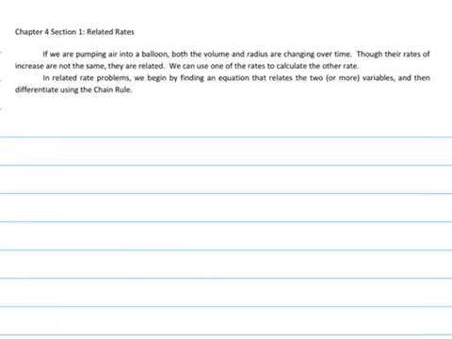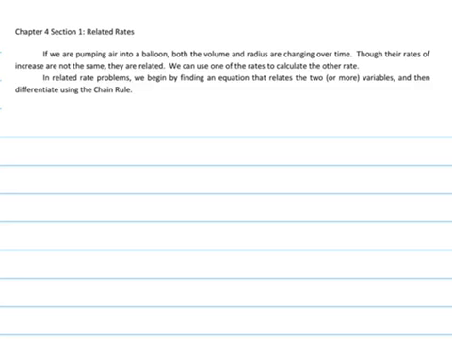Today we're going to be discussing related rates. This is a calculus problem that involves related issues in various applications of mathematics and physics. For example, if we're pumping air into a balloon, both the volume and radius are changing over time. Though their rates of increase are not the same, they are related. We can use one of the rates to calculate the other rate.